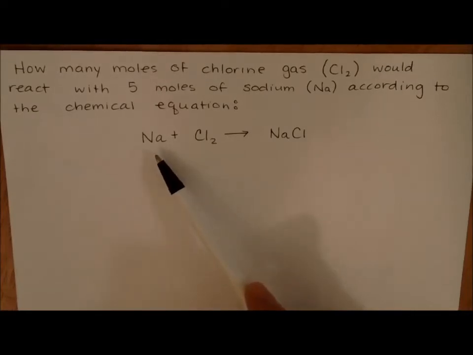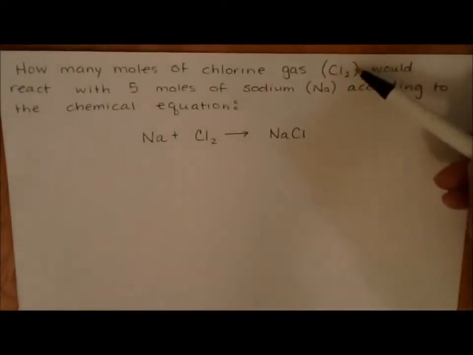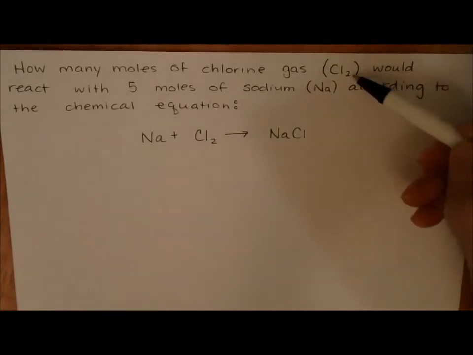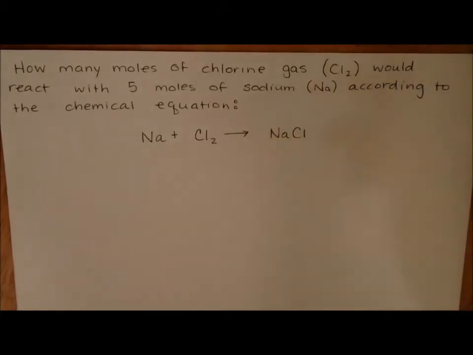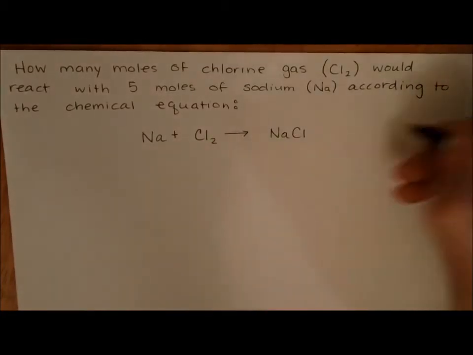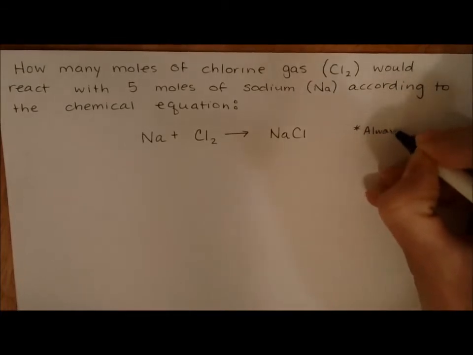So I have sodium, and that's a metal, so it's represented just with its symbol. Chlorine gas, remember, that's one of our diatomic gases that we had to remember, so it doesn't exist as a single atom, but as 2 chlorine atoms chemically bonded together. And then they form sodium chloride. So the first thing we notice is that this equation is not balanced, and to do any stoichiometry problems, you're going to want to remember to always balance first.